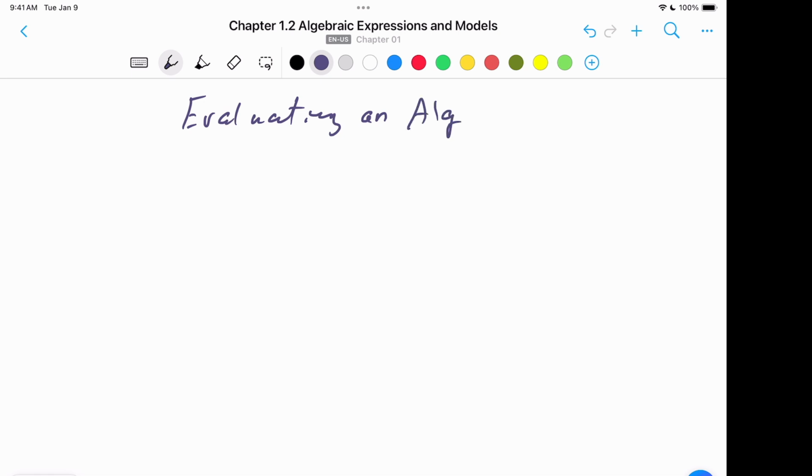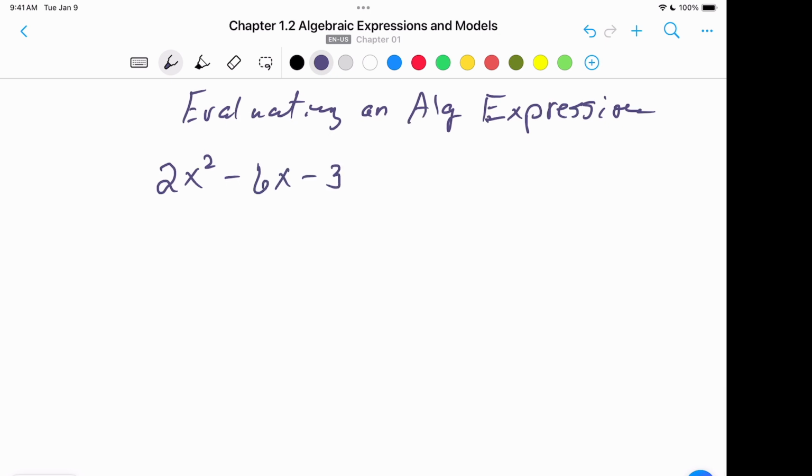I'm going to write it in shorthand. Expression. Okay, and the first thing you're going to see is that this is 2x squared minus 6x minus 3 equals. Now we're going to say evaluate this when x equals, let me do this real quick here, when x equals 3.